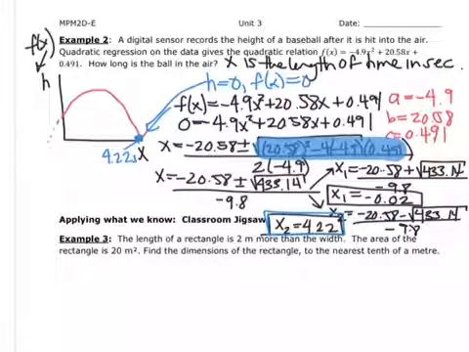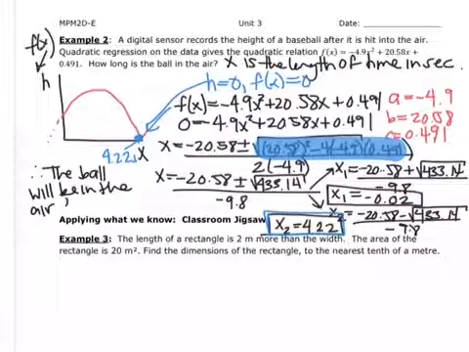So we can finally conclude that the ball will be in the air for 4.22 seconds. Let's go on and do the next example.